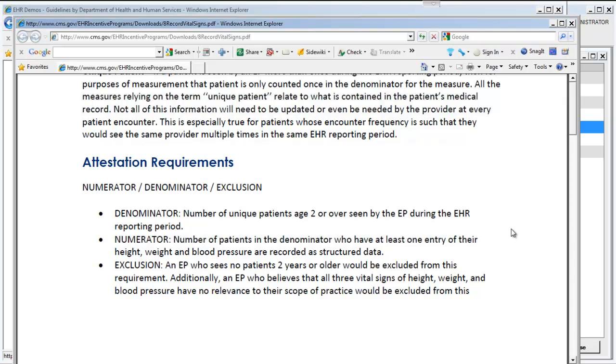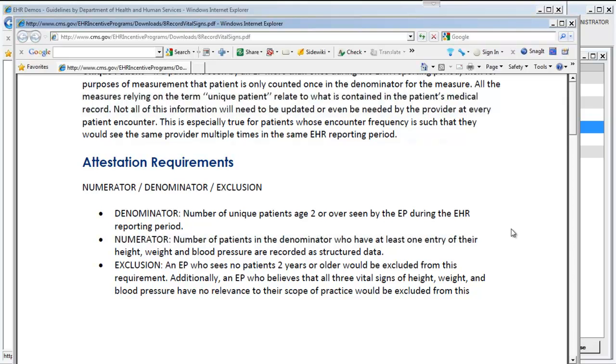So the denominator will be all of the patients who are seen by the eligible provider ages 2 and over, but the numerator will only be those patients who have at least one entry of their height, weight, and blood pressure recorded as structured data. So if you've seen 200 patients, but you've only documented the BMI for 150 of those patients, then the numerator will simply be 150. There are exclusions here for any provider who does not see any patients 2 years or older. You'd be excluded from this requirement.